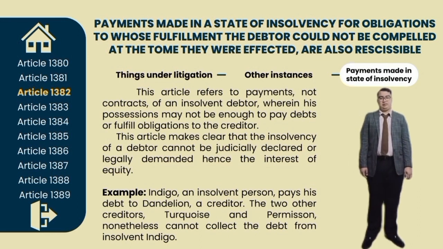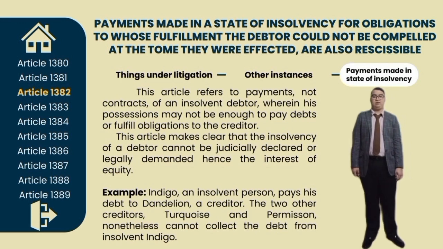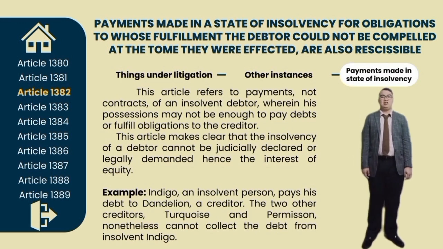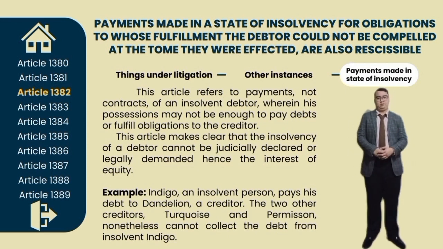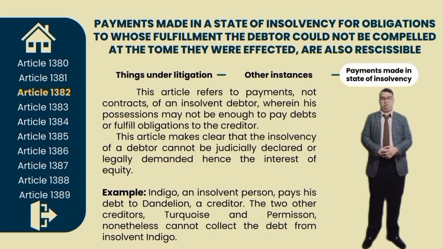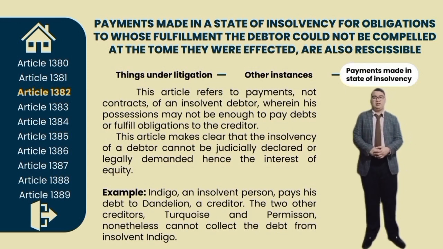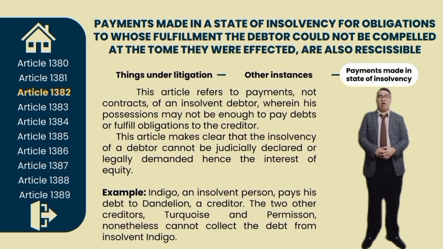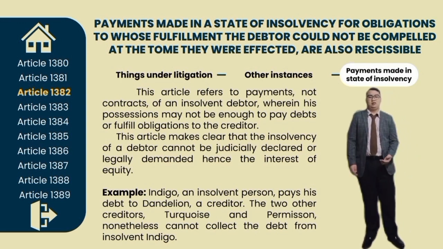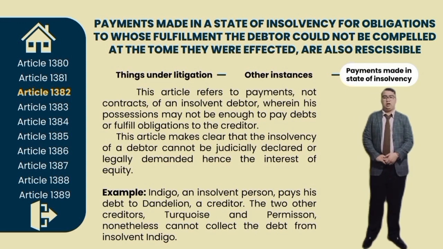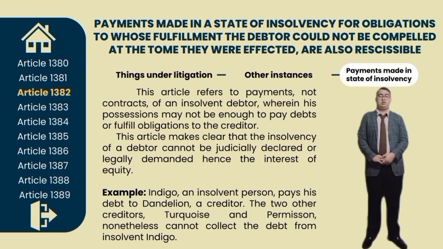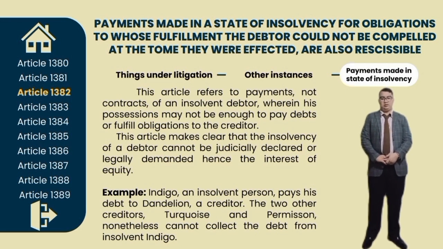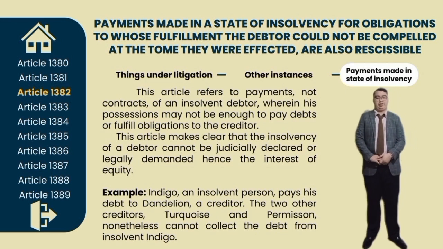The debtor was supposed to pay two obligations that were demandable by all creditors, but ended up paying or doing the obligation to the first creditor while being insolvent. With this, payments for obligations made by an insolvent debtor are rescissible by other creditors. Thus, they cannot legally compel the debtor to pay or do the obligation, as his possessions may not be enough to cover them.